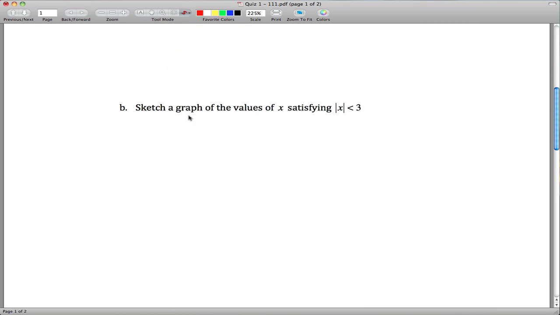Part B, sketch a graph of the values of x satisfying this thing right here. The absolute value of x is less than 3. Well, let's see here. Sketch a graph, so I'll start out with the number line. For the absolute value of x to be less than 3, another way of thinking about absolute value is it's the distance from 0. So we want all the points whose distance from 0 right here is less than 3.